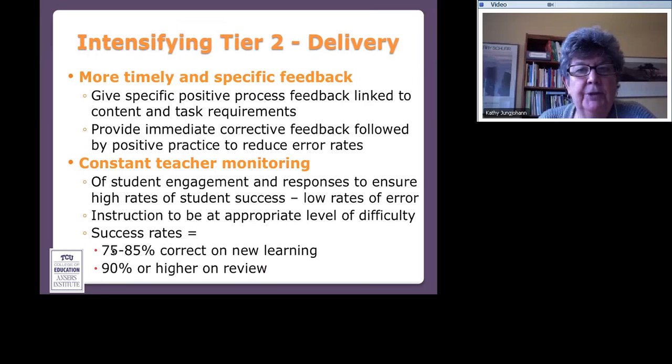Other ways to intensify Tier 2 delivery is more timely and specific feedback. So looking at whether the feedback is simply saying, boy, good job, you got that right, as opposed to more specific positive process feedback, where you're actually linking the feedback to the task requirements, letting students know you did a really nice job on that subtraction problem because you remembered to rename first before you subtracted. Is going to be more effective than just saying, nice job, or you got that right. More immediate corrective feedback, and then followed by positive practice to reduce errors.